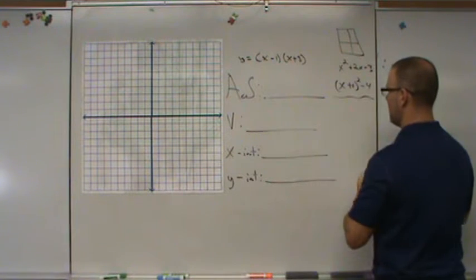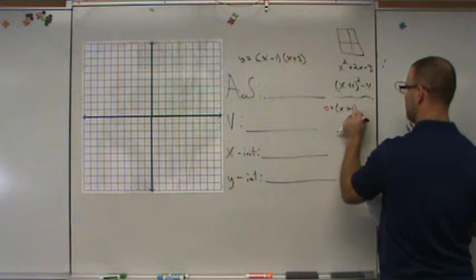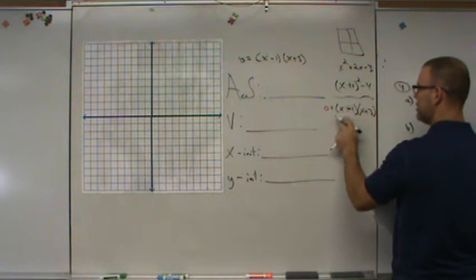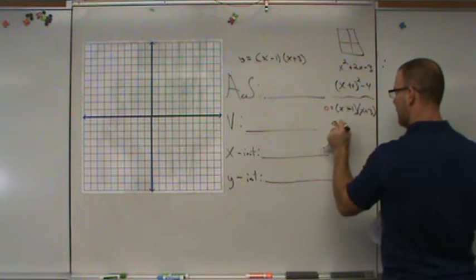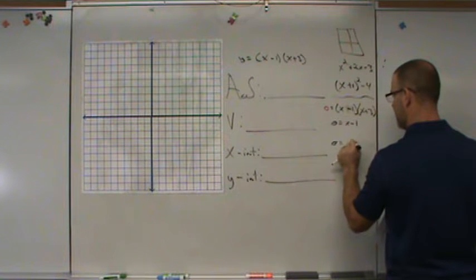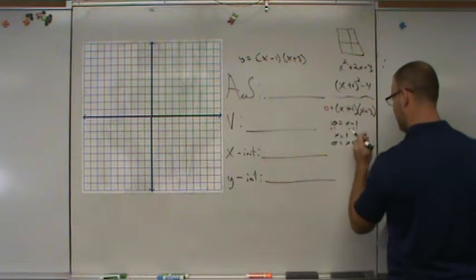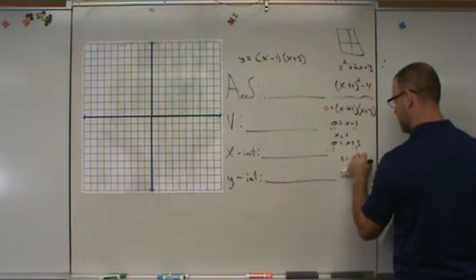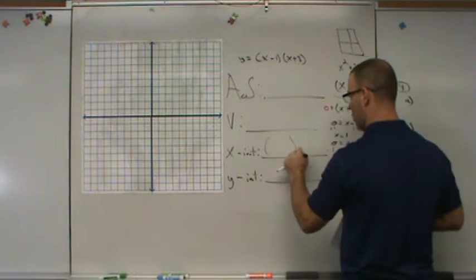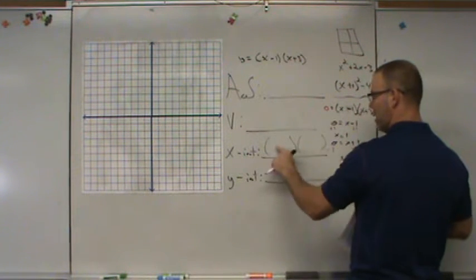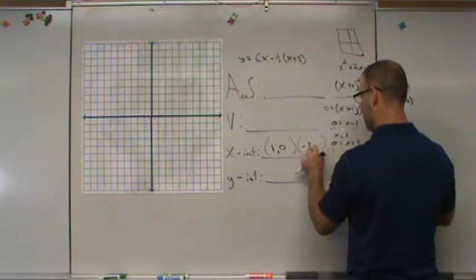I'm going to plug in 0 for y, x minus 1, x plus 3, and I'm going to set each of these factors equal to 0 and solve, because this is going to be one answer, this is going to be the other. When I do that, I get 0 equals x minus 1 and 0 equals x plus 3. I'm going to solve by adding 1 to both sides, so x equals 1. I'm going to subtract 3 from both sides, x equals negative 3. So these factors alert me as to what my x-intercepts are. If there's two factors, there's two x-intercepts. So I get 1 and 0, and I get negative 3 and 0.